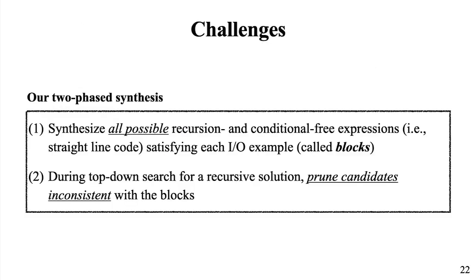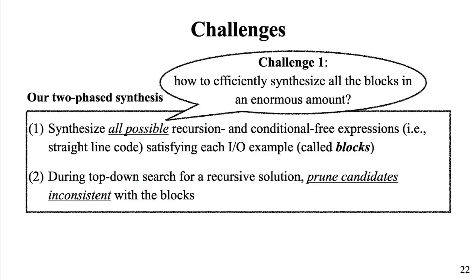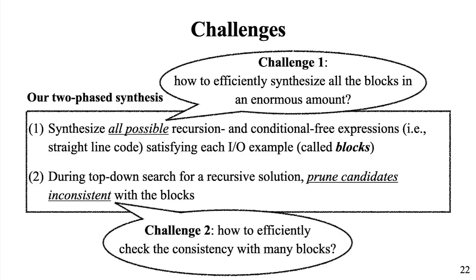To realize this key idea, we had to address two key challenges. First, in the first phase, to make the pruning correct, we must not miss any blocks satisfying the examples. However, there are an enormous number of blocks we can synthesize, so we should be able to synthesize all of them very efficiently. In the second phase, we check consistency of each partial program candidate with respect to the blocks obtained in the first phase. And the blocks are in an enormous amount, so checking consistency should be done efficiently as well.